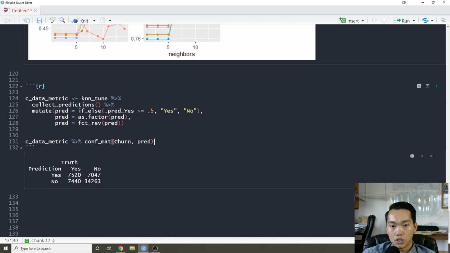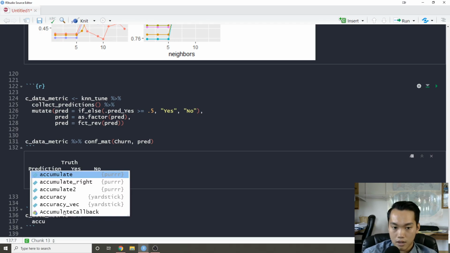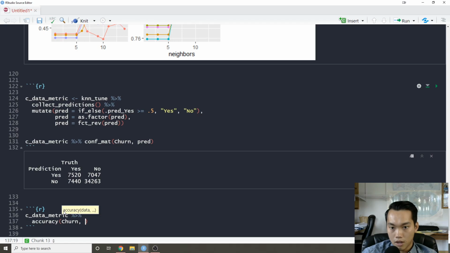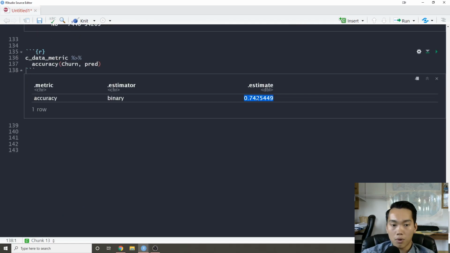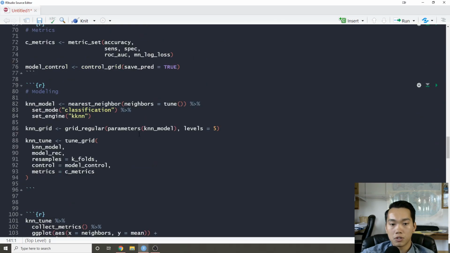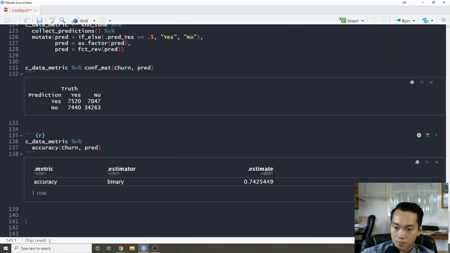In this case, if we just looked at our accuracy, so using the metric accuracy, giving it our churn and our pred, we can see that we have a 74% accurate model with basically no tuning and no feature engineering. I just threw it at it, and it's pretty good. You could probably squeeze out another 10% and have a pretty great model. But if we look at our confusion matrix, we can see that we're not really predicting whether someone will churn or not. When we make a prediction, we're only right a little bit more than 50% of the time. When we predict yes, 7,500 times it was true, and 7,000 times it was not actually a churned customer.